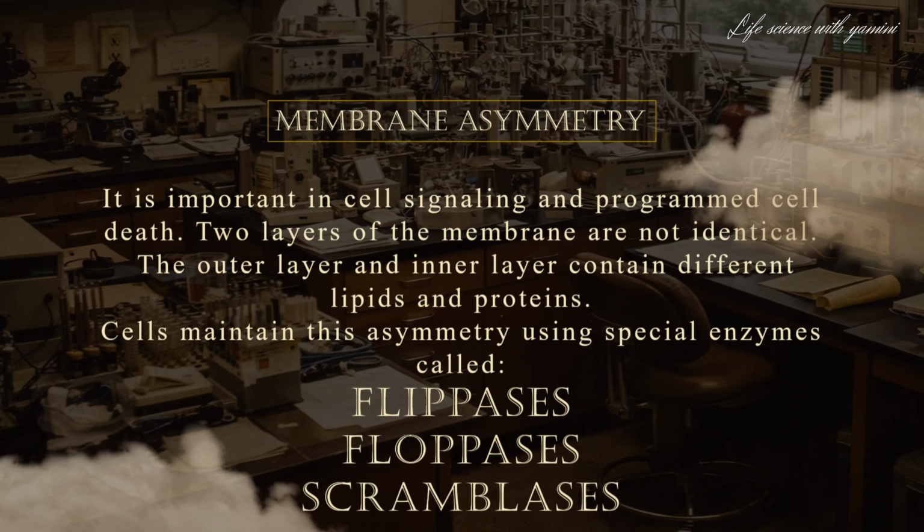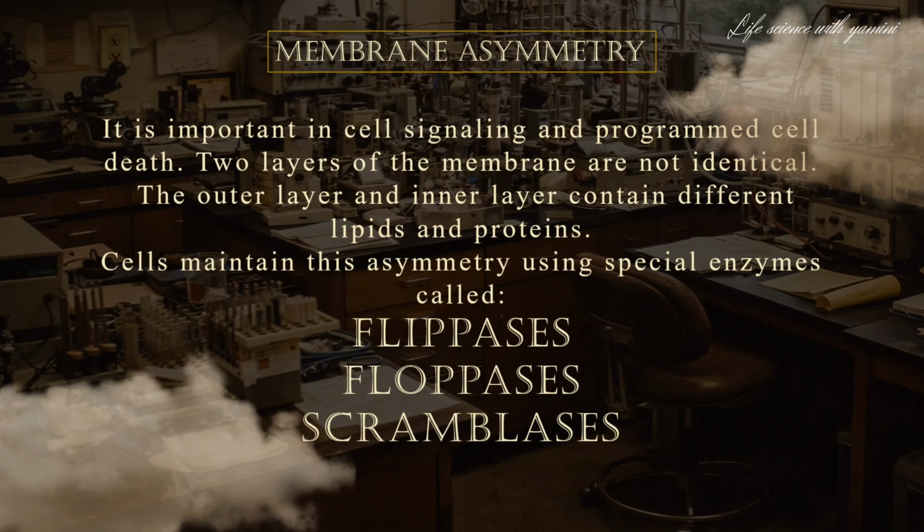Membrane asymmetry. It is important in cell signaling and programmed cell death. The two layers of the membrane are not identical. The outer layer and the inner layer contain different lipids and proteins. The cell maintains this asymmetry using special enzymes called flippases, floppases, and scramblases.